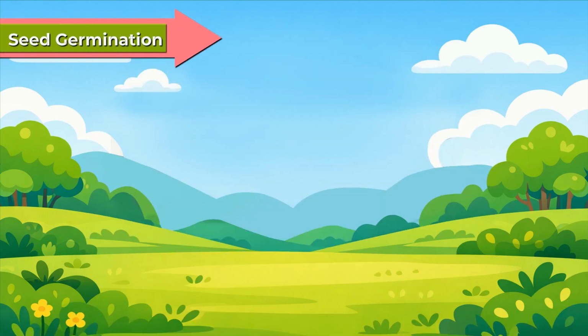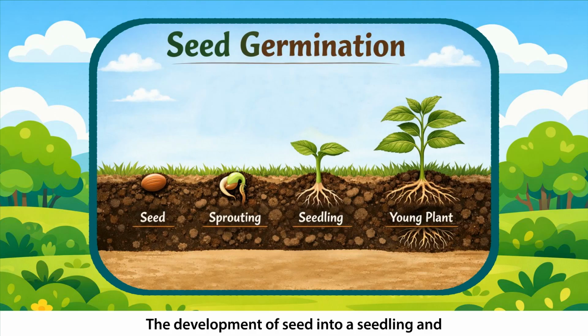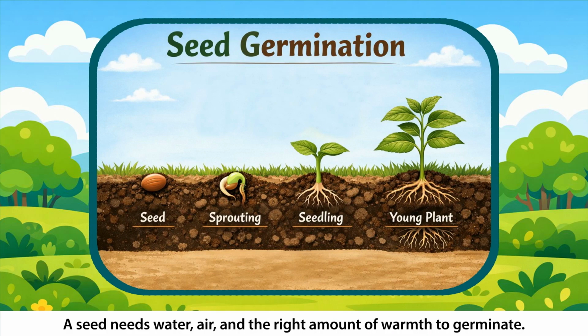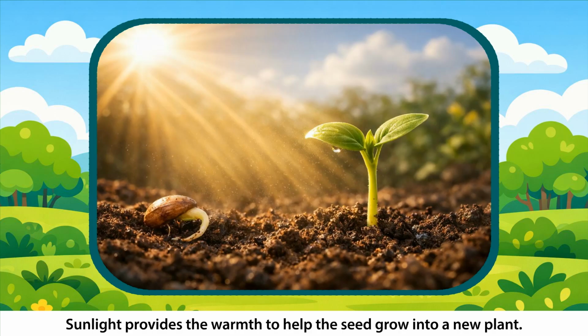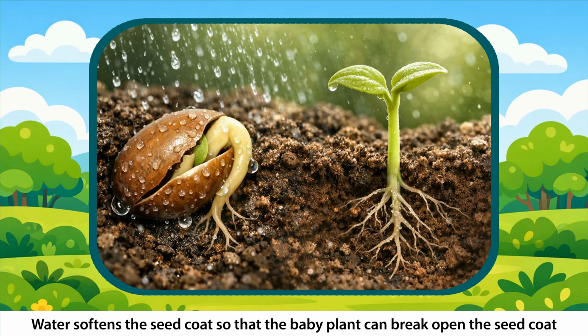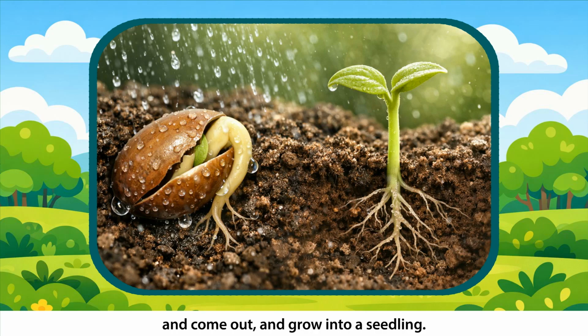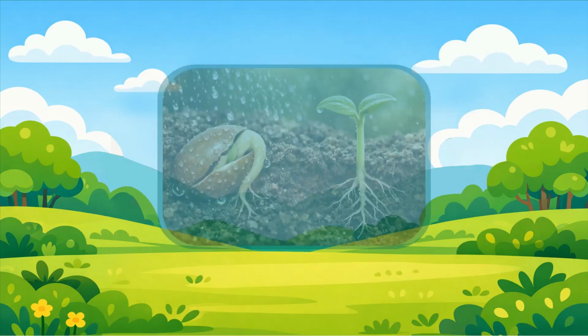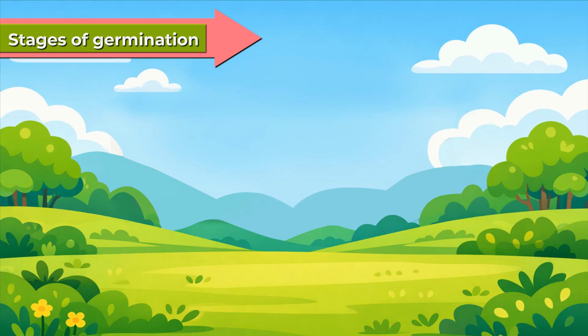Seed germination. The development of a seed into a seedling and then into a plant is called seed germination. A seed needs water, air, and the right amount of warmth to germinate. Sunlight provides the warmth to help the seed grow into a new plant. Water softens the seed coat so that the baby plant can break open the seed coat, come out, and grow into a seedling.